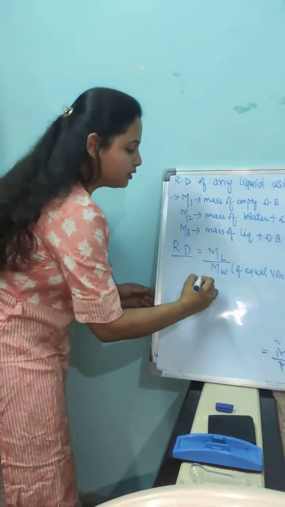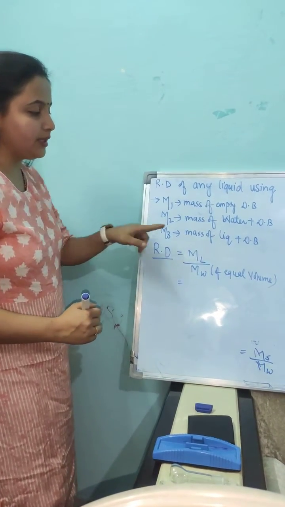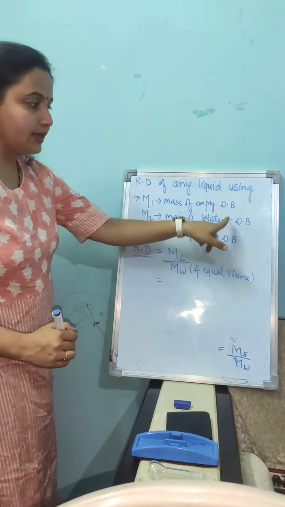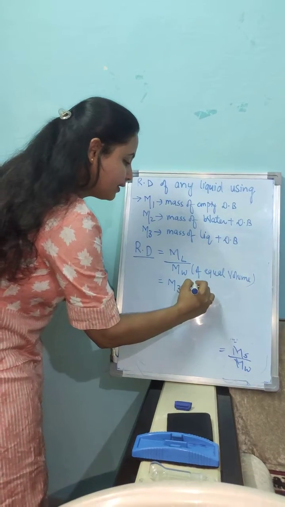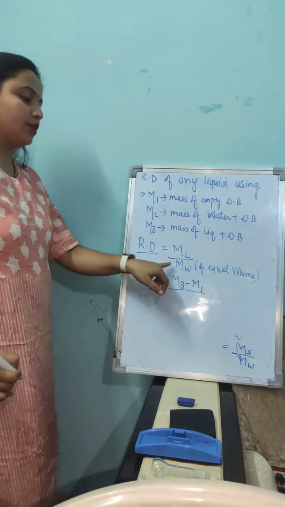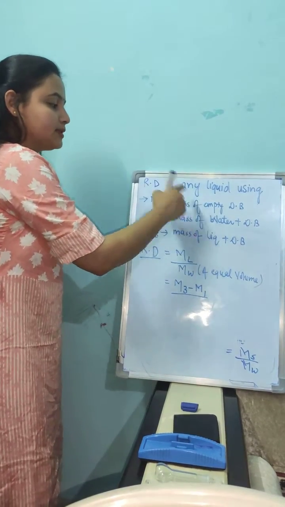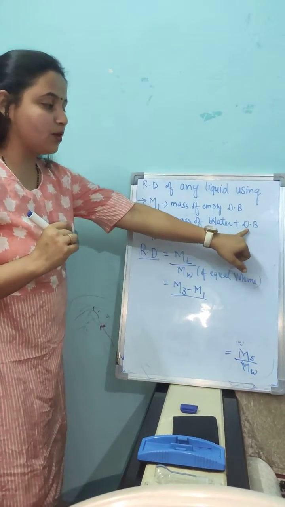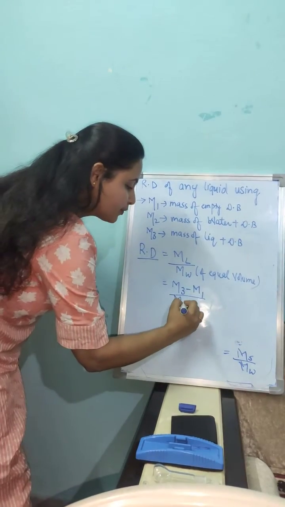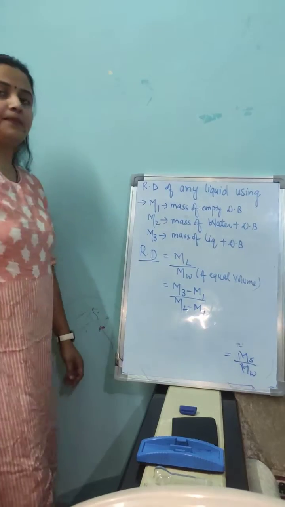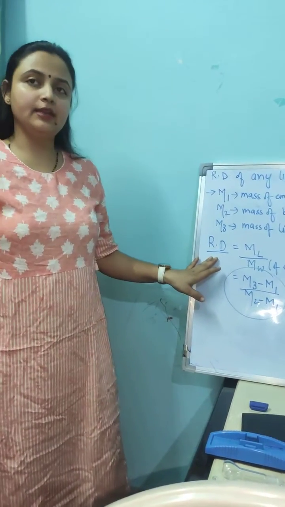So let us move forward. What is the mass of liquid? Liquid plus bottle, minus the bottle, so it will be M3 minus M1. Similarly for water, it will be M2 minus M1, because M2 is water plus bottle and M1 is only the bottle. When we divide these parameters, we are going to find the relative density.